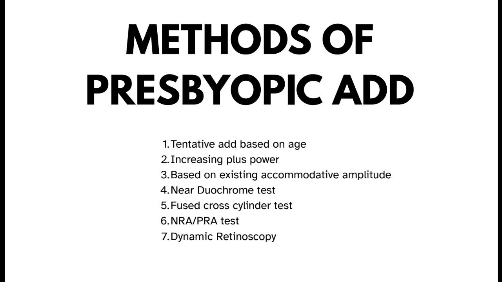To decide a suitable plus power, clinically known as presbyopic near addition power, to obtain clear and comfortable near vision, different methods can be used. The various methods are tentative add based on age, increasing plus power based on existing accommodative amplitude, near duochrome test, fused cross cylinder test, NRA or PRA test, and dynamic retinoscopy.